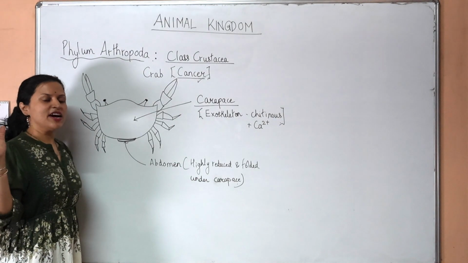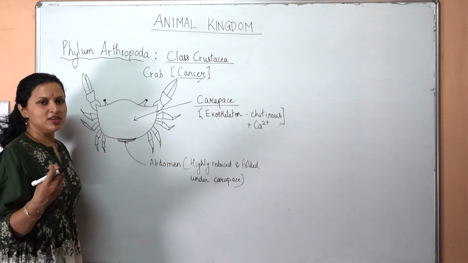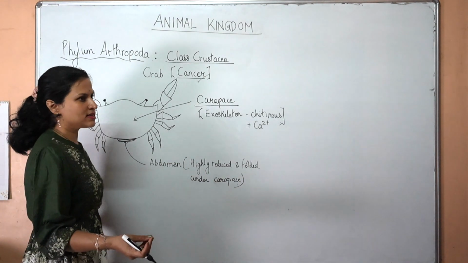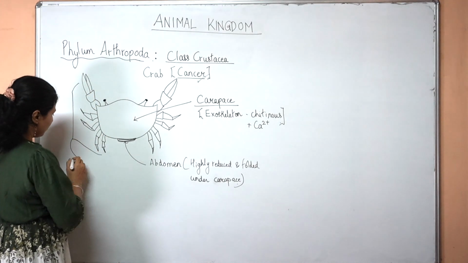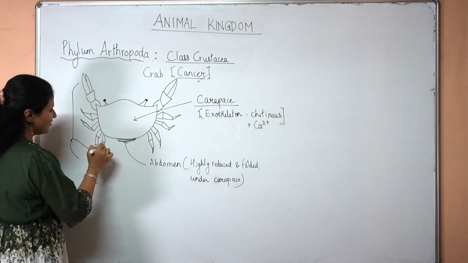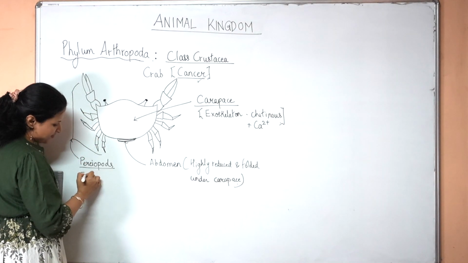The prawn had 5 pairs of pereopods or the walking legs, and it also had pleopods or the swimming legs, isn't it? How about the crab? The crab also has 5 pairs of pereopods. As you can see, these are the 5 walking legs. These are called the pereopods. They are in 5 pairs.